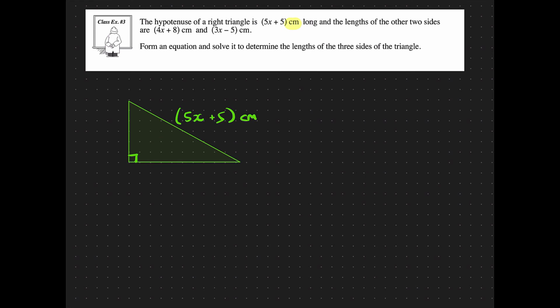And it says the other two sides, which really doesn't matter which one you choose, but just remember this is going to be C. We'll call this one A down here and this one B over here. We'll assign this one a 4x plus 8. And again, that's going to be with the centimeters. And this one down here, we'll give a 3x minus 5. And again, in centimeters. So those are the three lengths on a right triangle. And what does it say? Determine an equation and solve it to determine the length of all three sides.